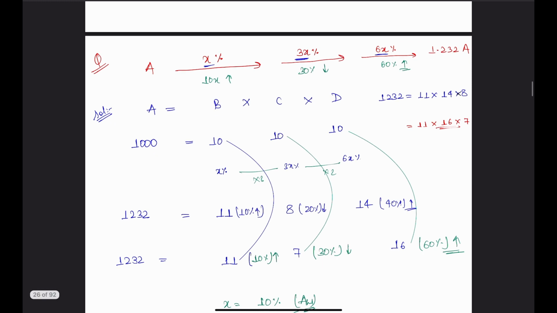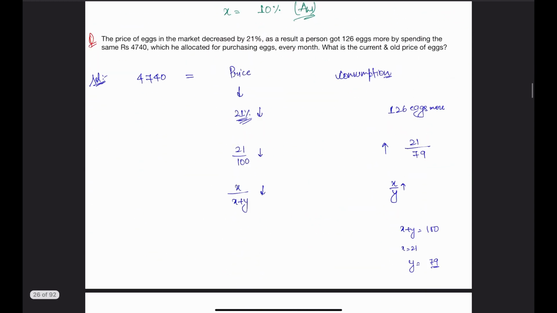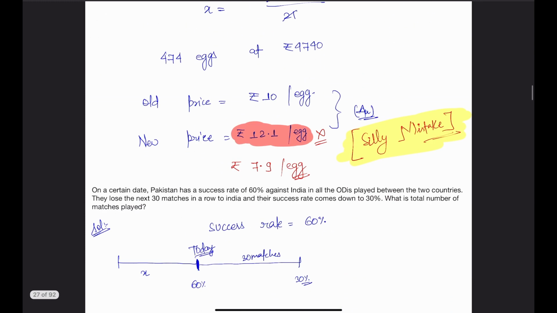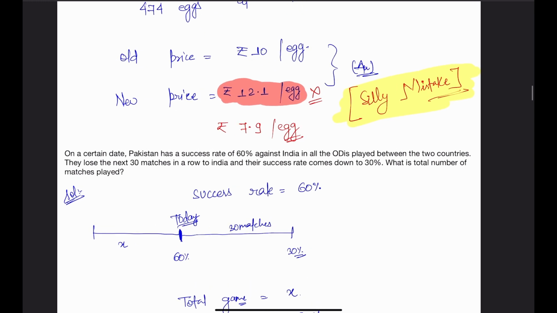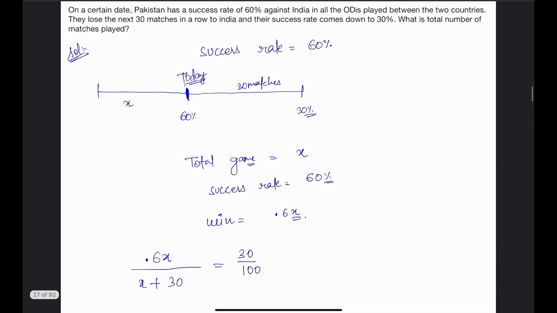Moving to the next one, x percentage, we were not aware if it's increase or decrease, so that's how we solved this question. And next one, x. So x question could be done, but there is a mistake which I made. Instead of decreasing it, I increased the price. So yeah, that was a silly mistake.